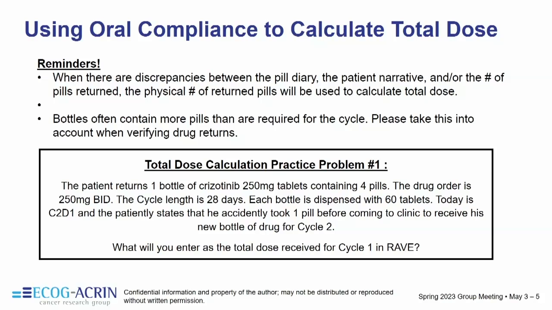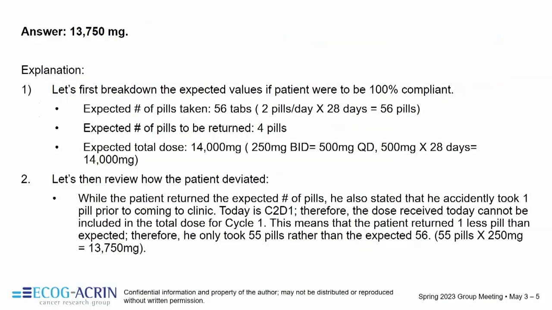Today he returns for cycle 2, day 1, and states that he accidentally took a pill before coming to clinic. Okay, it happens. They're still on continuous dosing, but you do need to take that into account when you're calculating total dose for what you are entering into RAVE. So first think about your expected number of pills taken. He should have taken 56 tabs for the 28 days. The expected number of pills to be returned is 4. The patient did return 4, but remember, he also took an extra pill.